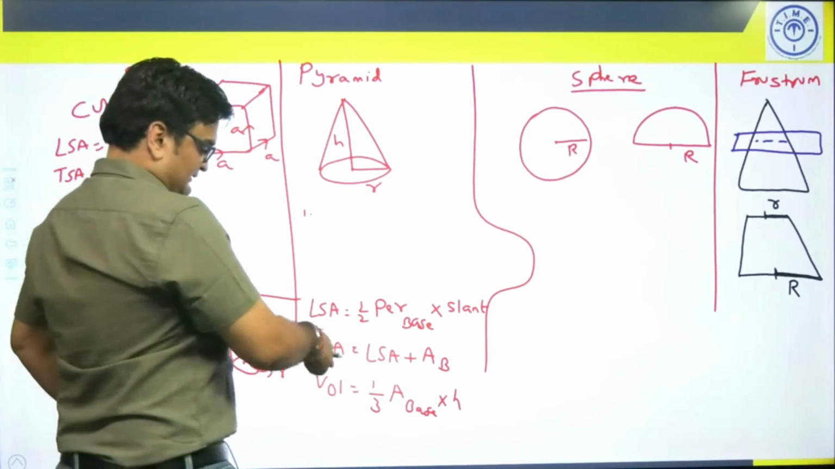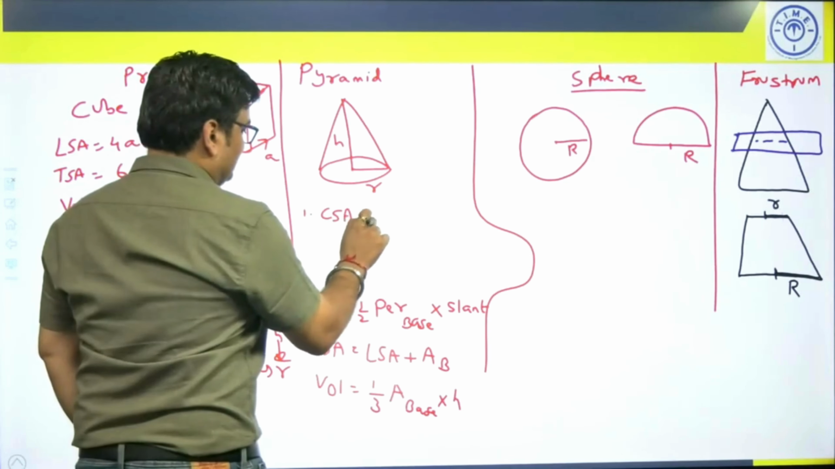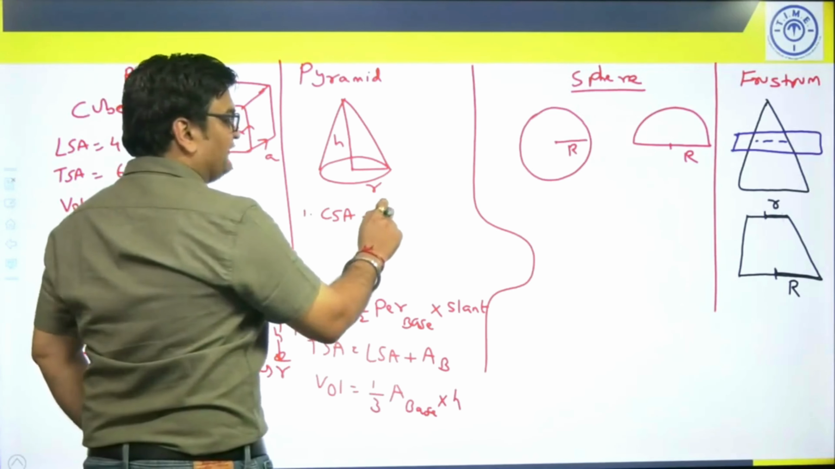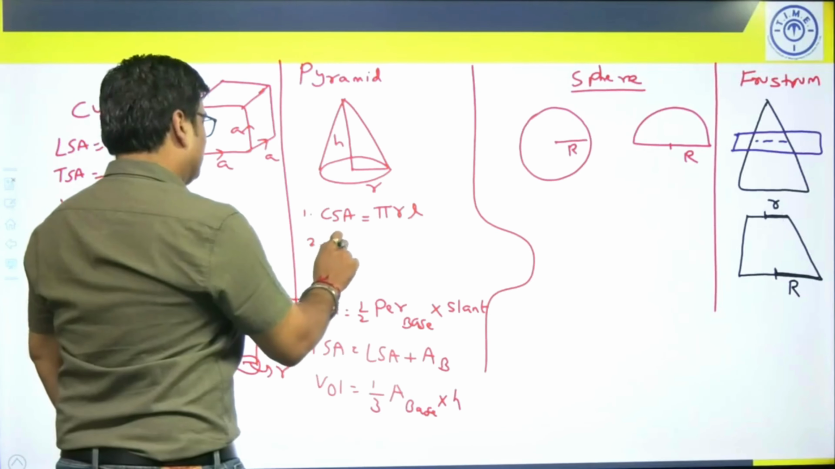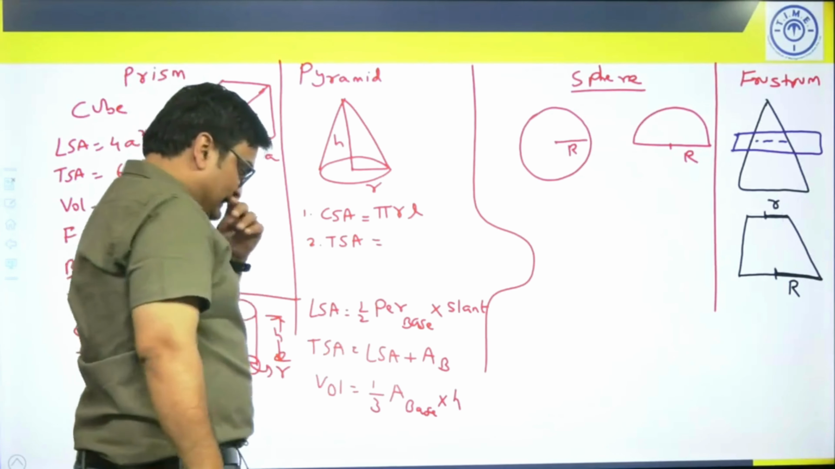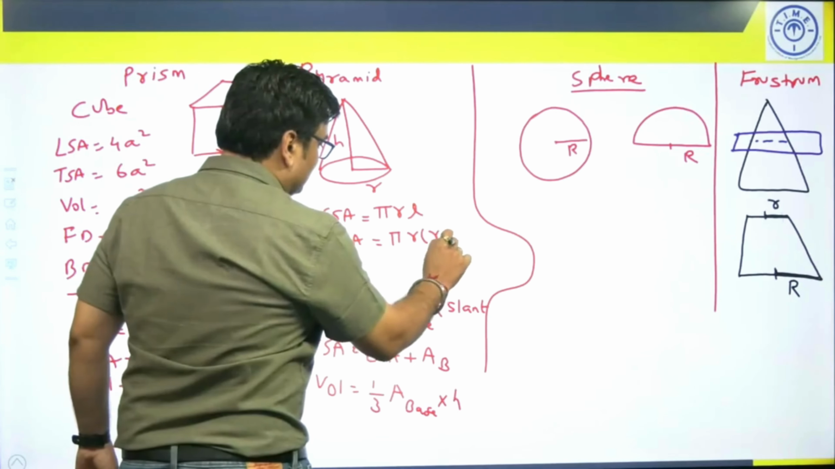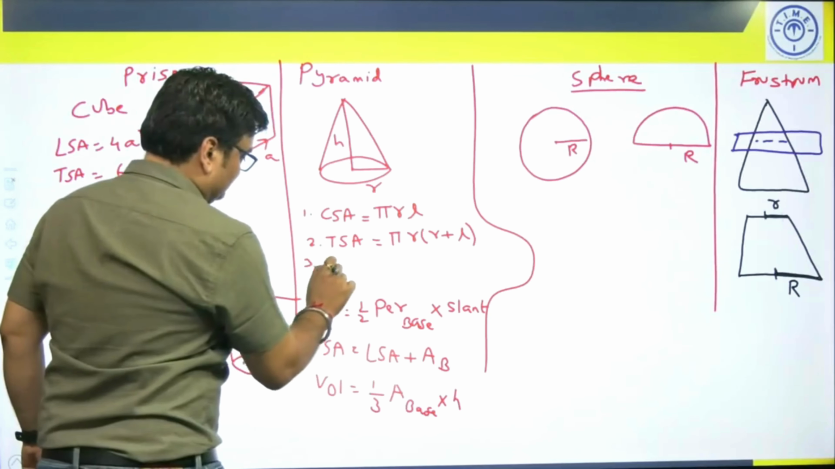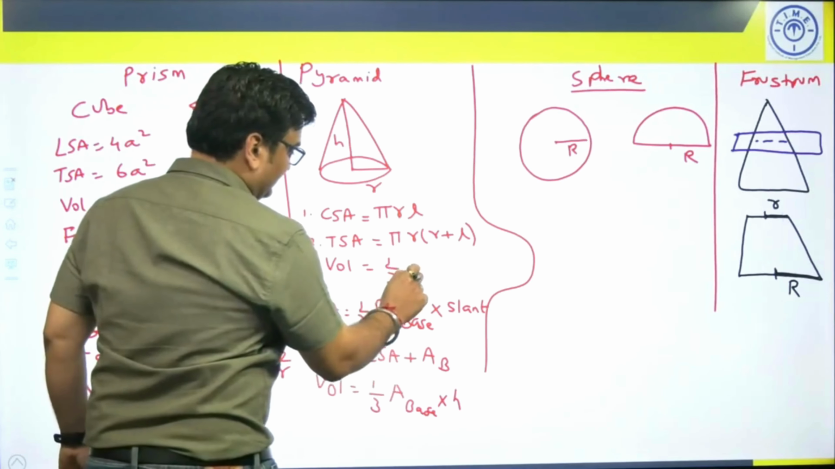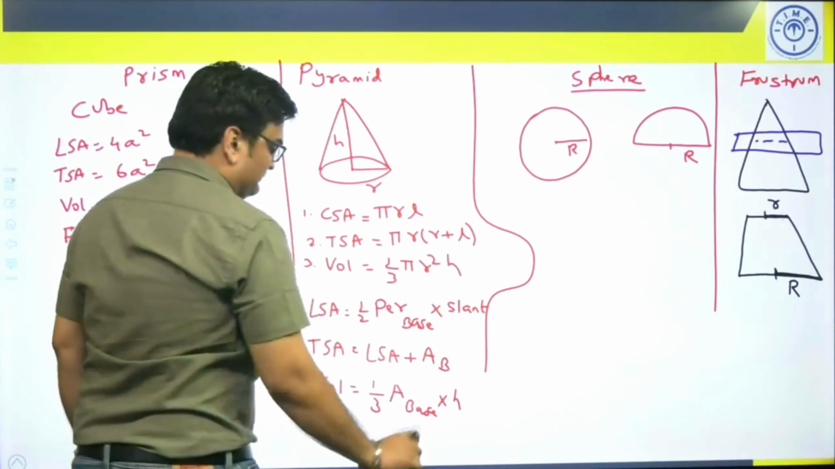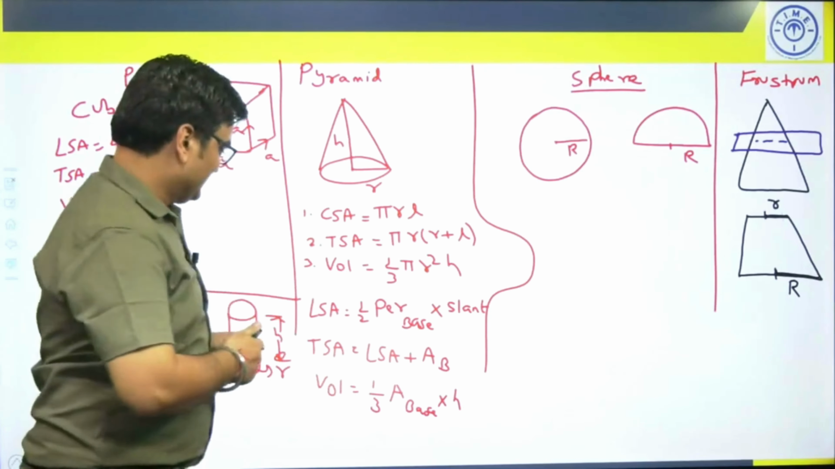So if I write the same values for the cone, the curved surface area will be half perimeter of the base, half into 2 pi r, into slant height L. Total surface area will be CSA plus area of the base, which gives pi r into r plus L. Third is volume, which will be 1/3 area of the base into the perpendicular height. Please note, for LSA we are using slant height, for volume we are using perpendicular height.